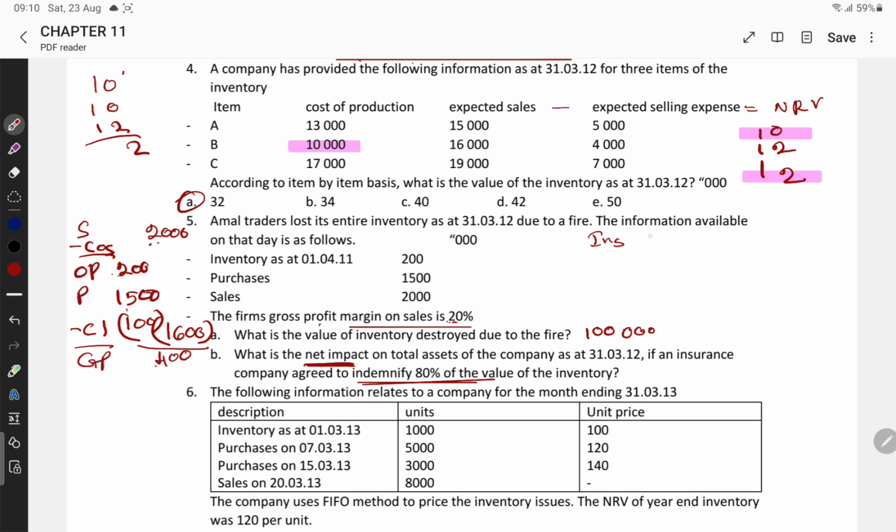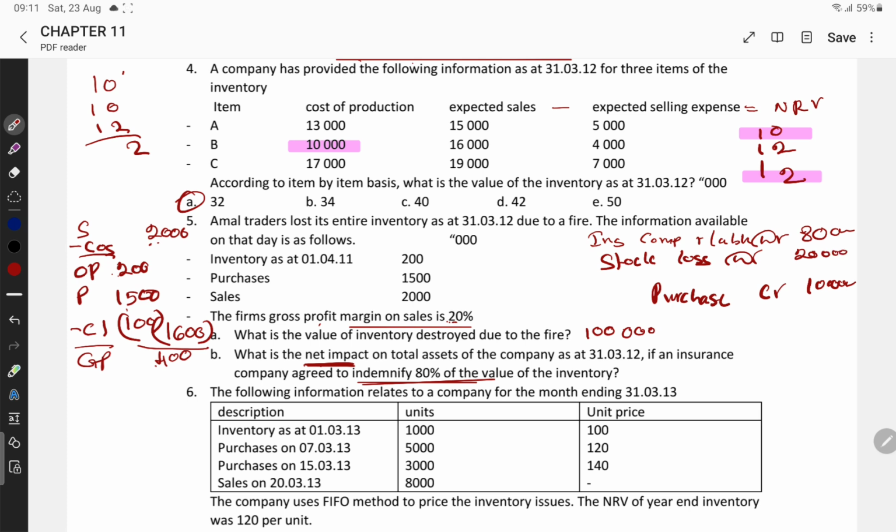So insurance compensation receivable is an asset. It gets debited 80,000. Now 100,000 worth of inventory is destroyed. Inventory in your purchase account is decreasing. So your purchase account will get credited by 100,000. Okay, 100,000 worth of inventory is destroyed. You're going to get only 80,000, which means your stock loss is 20,000.